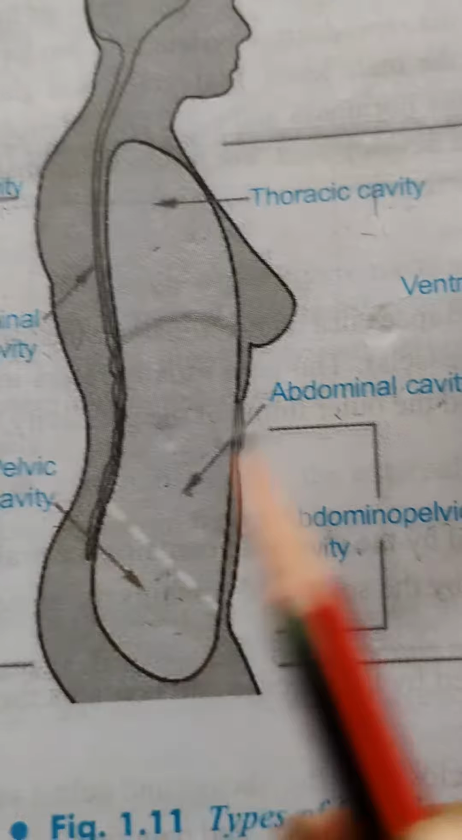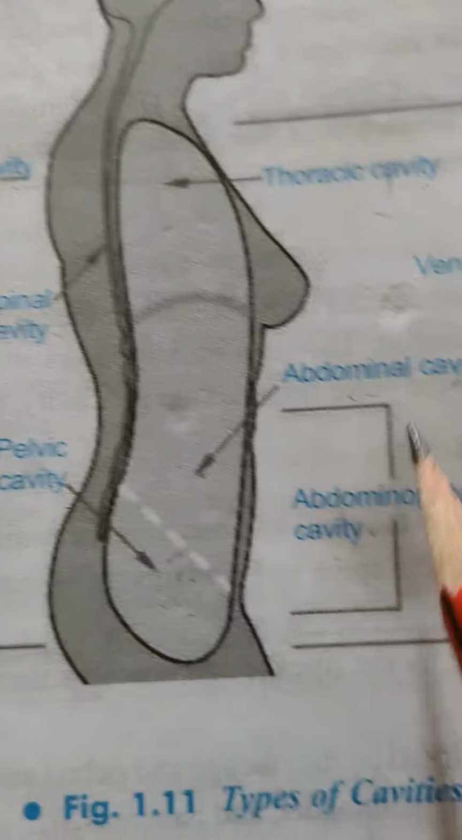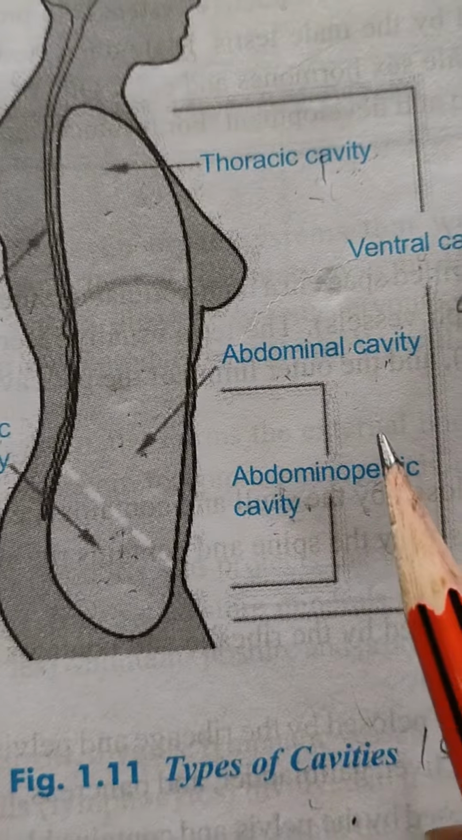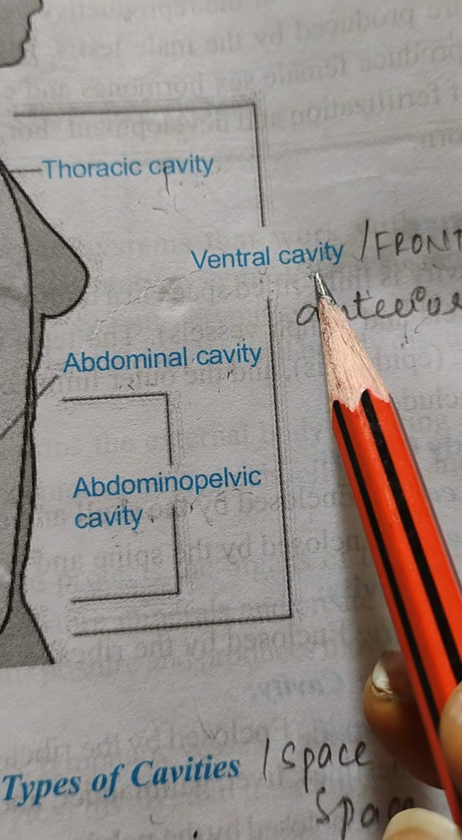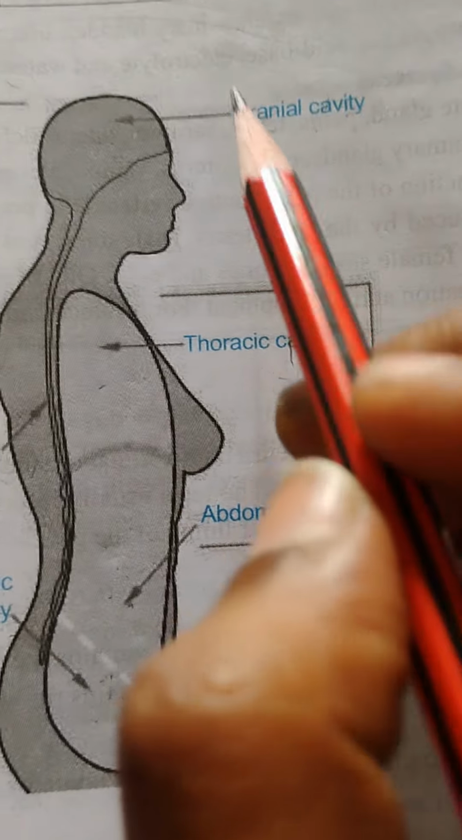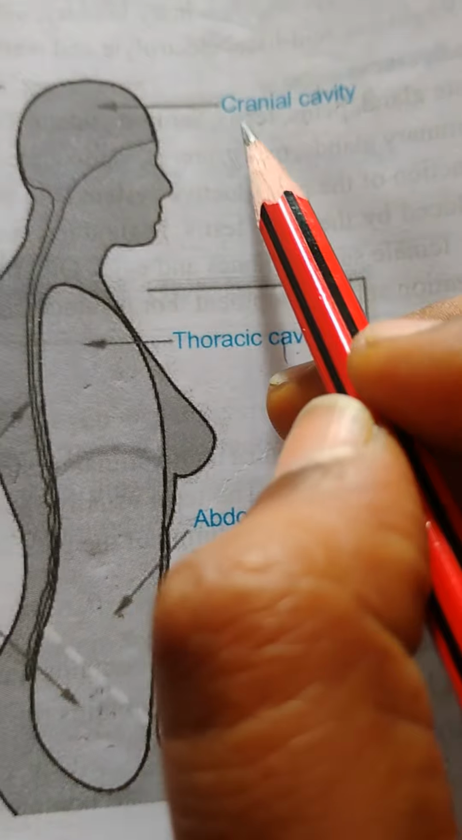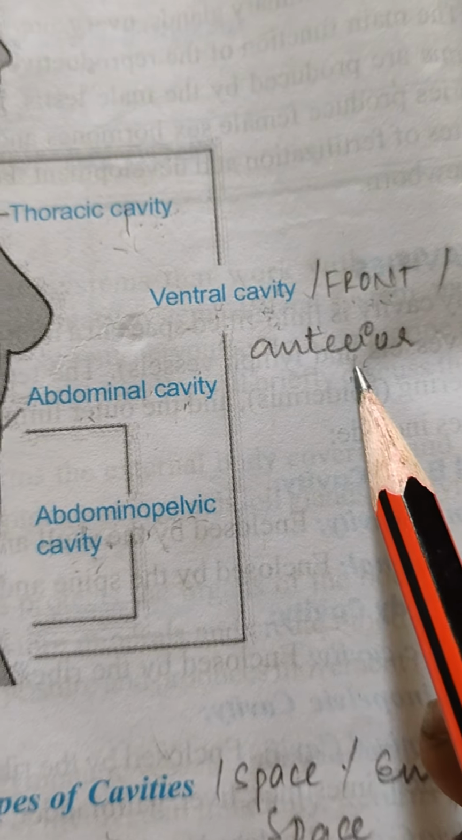Abdominal cavity and pelvic cavity together we call the abdominopelvic cavity. Thoracic cavity and abdominopelvic cavity form the ventral cavity. Cranial cavity and spinal cavity form the dorsal cavity. Thoracic cavity and abdominopelvic cavity form the ventral cavity, or ventral side of the body, or anterior.